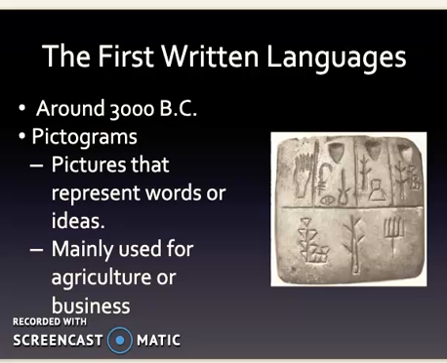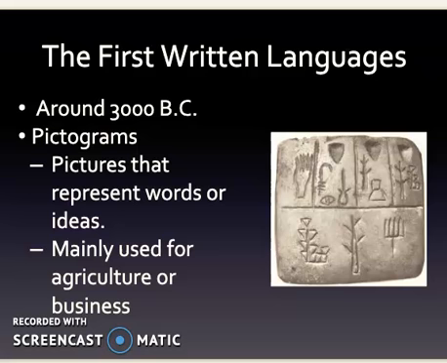These were meant to say something. The first thing that they used was pictograms. A pictogram is like a little picture that's meant to represent your words or ideas, and these pictograms were mainly used for agriculture and business.